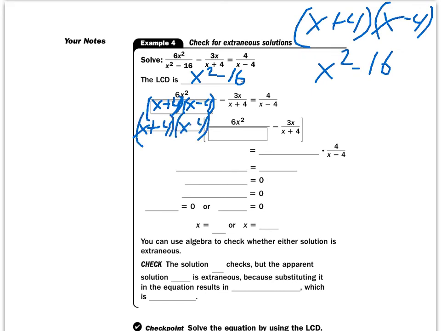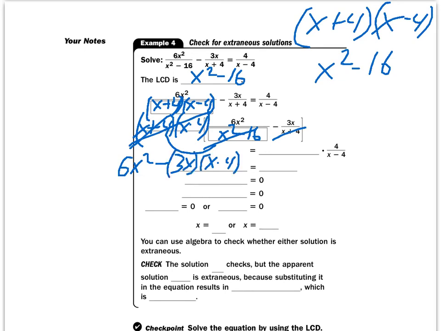What I would find is that the x squared minus 16 down here, when I multiplied it times this, would eliminate. And then when I multiplied times this, the x plus 4 would eliminate. So I'd end up with, on the left side, on the top, 6x squared would still be there. But then the bottoms would be gone, and I would minus 3x times x minus 4. That's what the left side would look like.